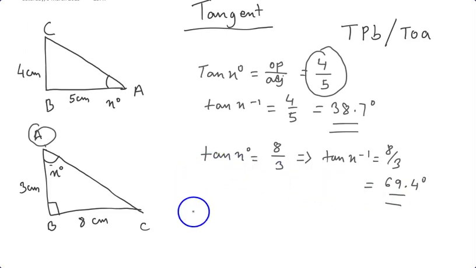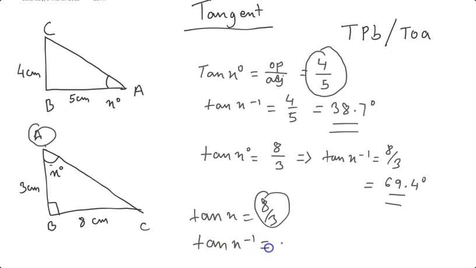And one thing here, guys: when we put this in the calculator, we can't put it directly as tan x is equal to 8 by 3. We have to use this key in the calculator, tan to the power minus 1, of 8 by 3. In the first case we have to do the same. Okay, I will show you how I did it in the calculator.